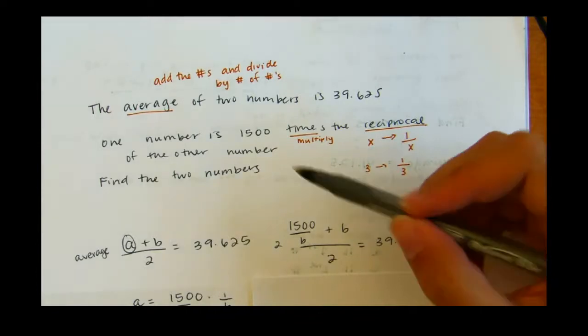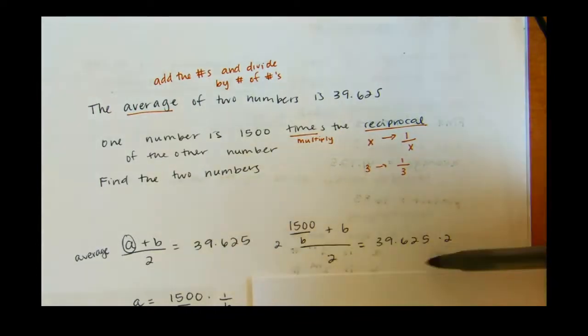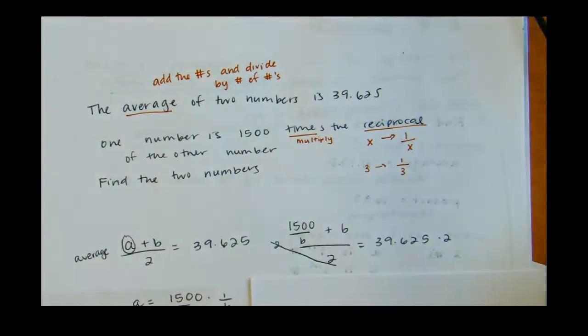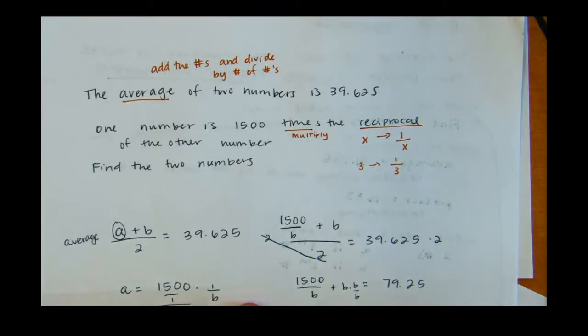And you can see that I wanted to get rid of this 2 in my denominator. So I can multiply both sides by 2 and it'll cancel out. That way I'll be left with 1,500 over B plus B equals 79.25.